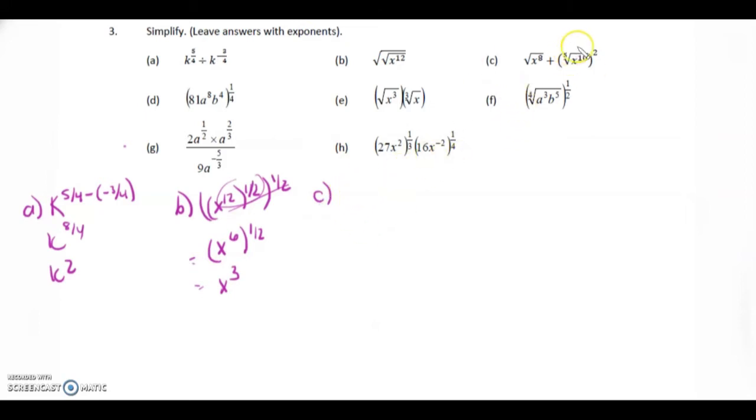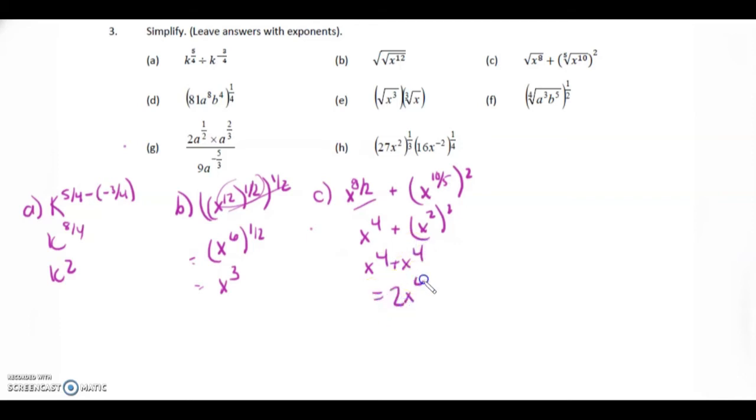Okay, so I'm going to change these actually to exponents. I find them easier to deal with than radicals. So I get x to the 8 over 2 plus, so this would be x to the 10 over 5 raised to the 2. Okay, so this is just x to the 4, and then x to the 10 over 5 would be x squared, and then squared again would be x to the 4. So we have 2x to the 4.